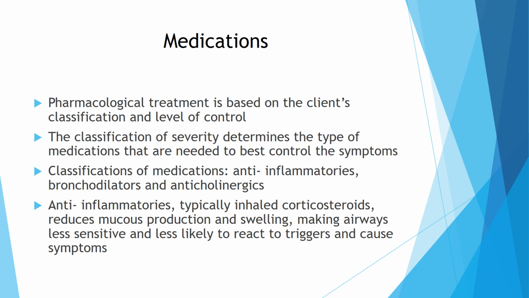Classifications of medications are anti-inflammatories, bronchodilators, and then the anticholinergics. Anti-inflammatories, which are typically inhaled corticosteroids, will reduce mucus production and that swelling, that inflammation, making the airways less sensitive and then less likely to react to a trigger and then begin the symptomatic process.